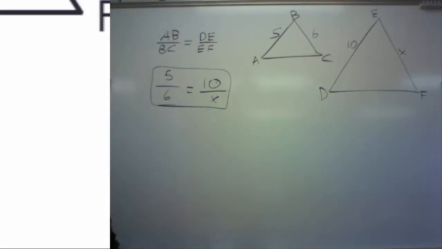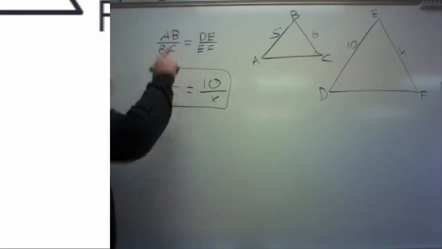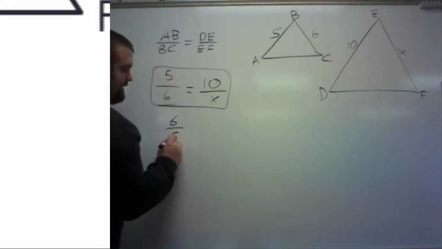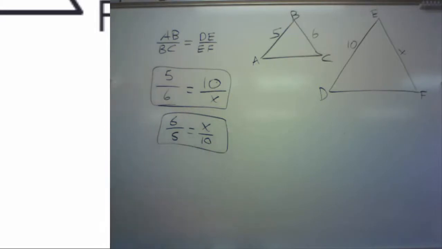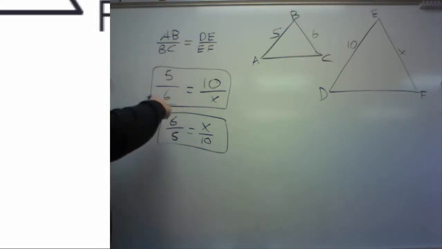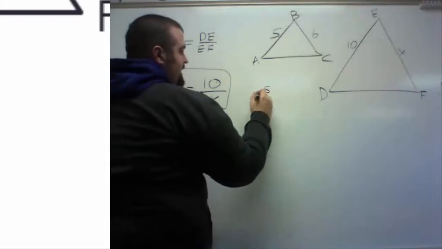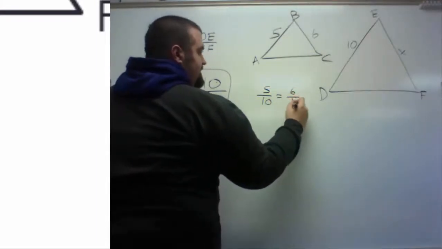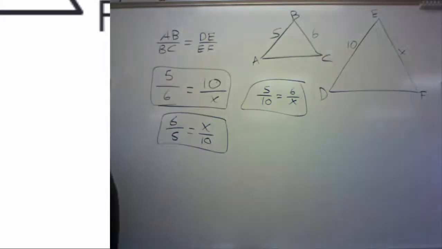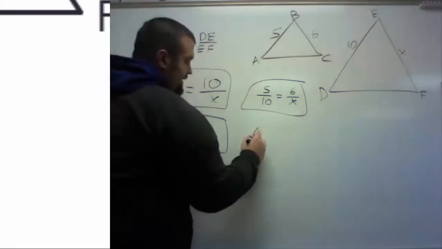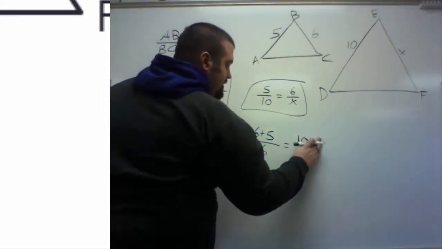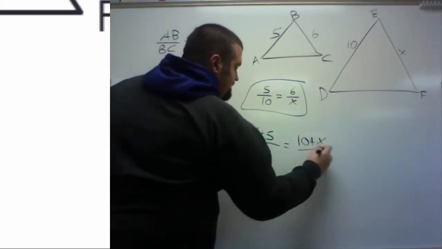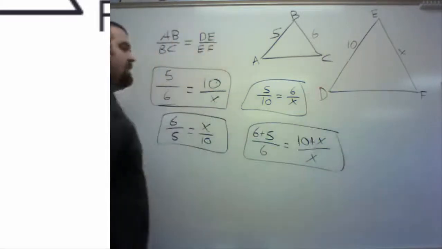Well, another thing I could do is the reciprocal property. What if I flip these upside down? 6 to 5 equals X to 10. Second true proportion. What if I switch the means here? Well, I'd have 5 to 10 equals 6 to X. Another true proportion. Well, last but not least, what if I add the denominator to the numerator? 6 plus 5 to 6 equals 10 plus X to X.